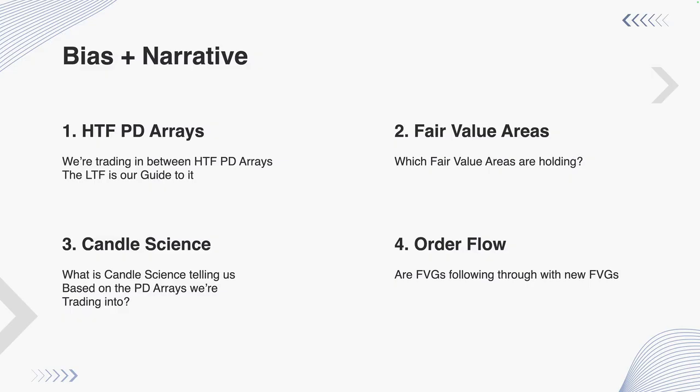So can you imagine the chart? You have marked out all the higher time frame PD arrays right there. And again, that can just be previous week high, previous week low, previous day high, and we can trade towards them. So the lower time frame will tell us how we can trade towards that next PD array. Now, how will the lower time frame tell us that? Well, that is where we have fair value areas. Which fair value areas are holding?